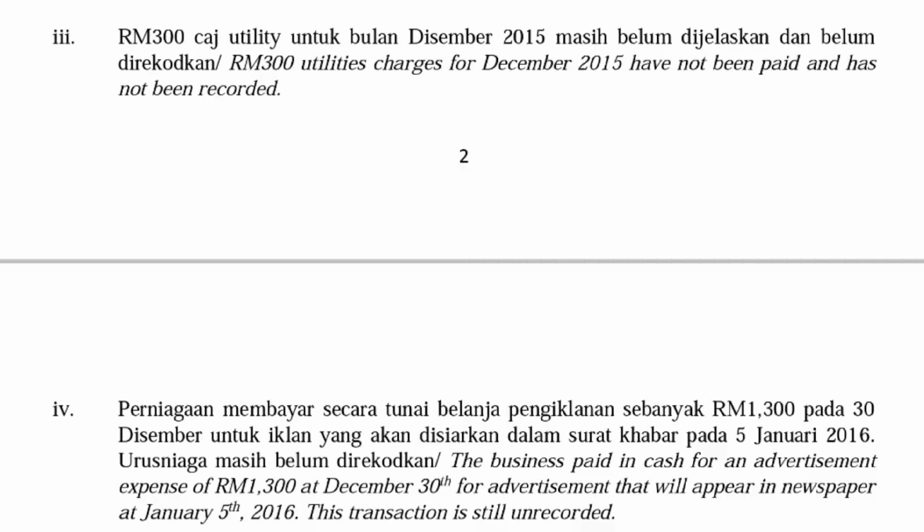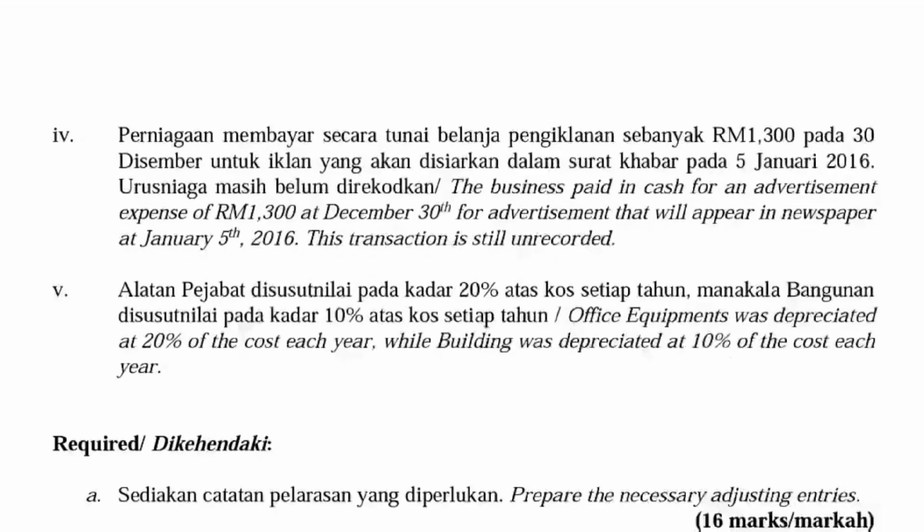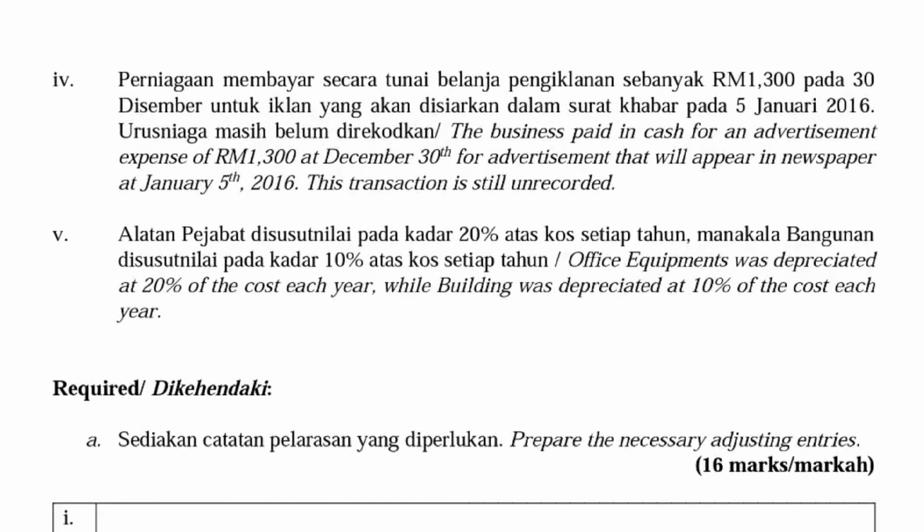You credit utilities payable $300 because it is a liability. Why is it a liability? Because the business has to pay $300 in the future. So it is like the business owes somebody $300. So that's why you credit account utilities payable. When you see the term payable, it means it is a liability. You can see the answer at the end of this video.